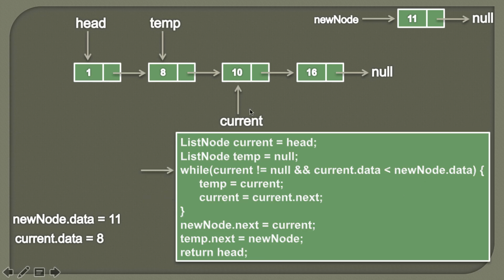Moving ahead, so again current is not equal to null and current dot data, which is 10, is also less than new node's data, which is 11. Therefore this while loop condition comes out to be true, and we'll simply assign current's value to temp. So it would look something like this. And then we'll simply traverse current to its next position by assigning current dot next value to current.